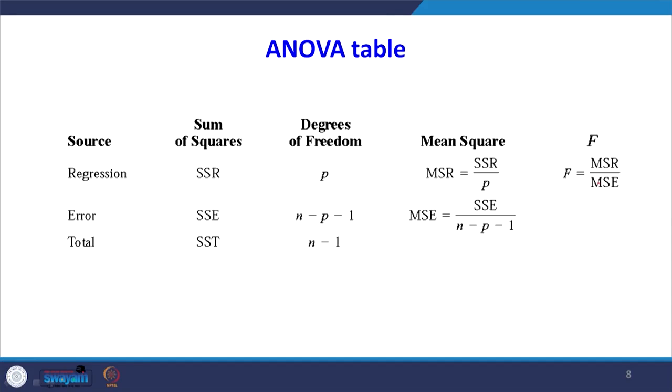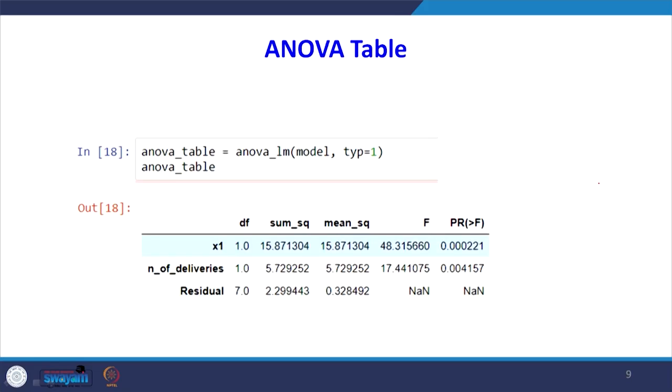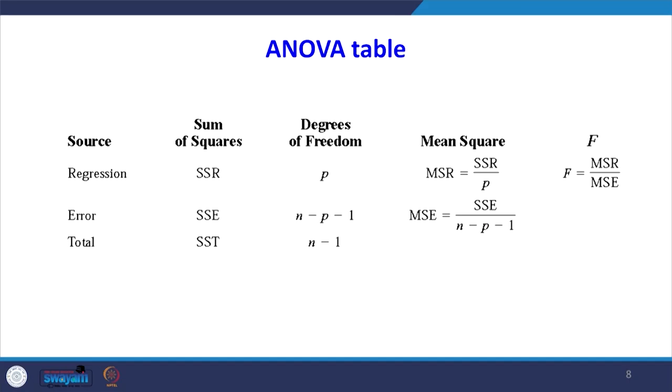This is the F value which we got in our ANOVA output. When we introduce both variables into the model, the corresponding ANOVA table for that two independent variable regression model is this one. First we will find out the regression sum of squares, error sum of squares, and SST. P is the degrees of freedom, where p is the number of independent variables.